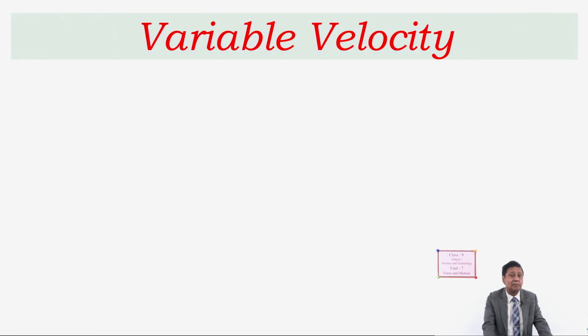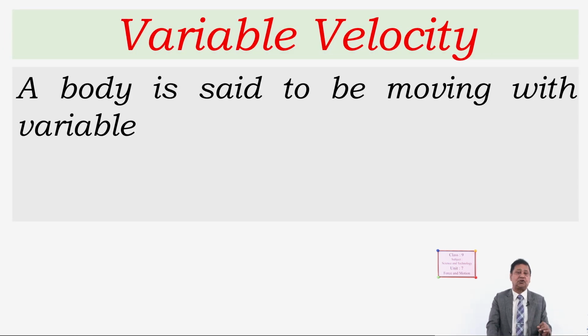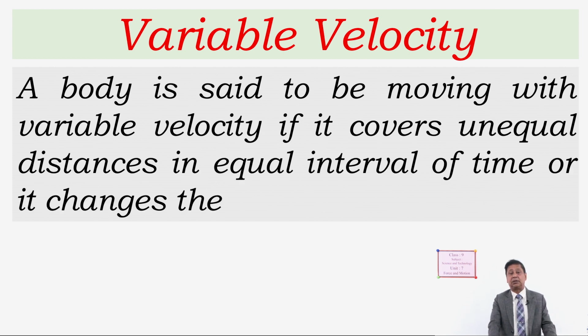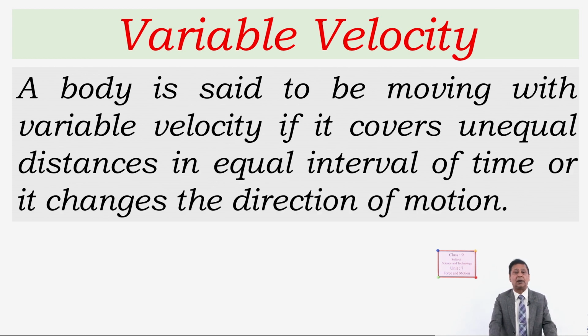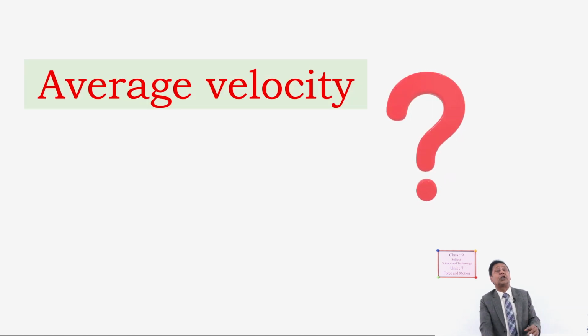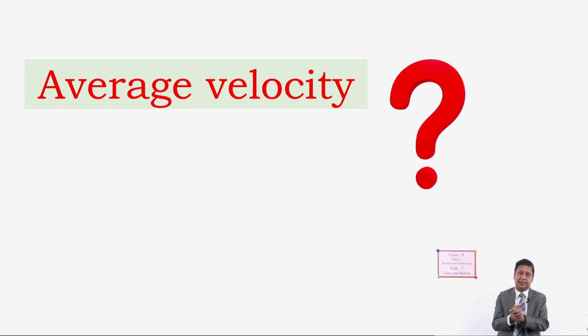We can define it like this: variable velocity. A body is said to be moving with variable velocity if it covers unequal distances in equal intervals of time, or it changes the direction of motion. This is variable velocity. Now let us talk about the average velocity. What is average velocity? If the total distance covered by a body in a straight line is divided by the total time taken to cover that distance, then we will get average velocity. Average velocity is actually the ratio of total distance covered to the total time taken.